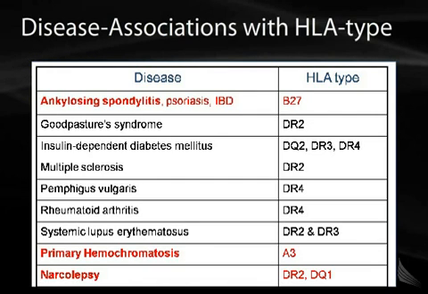So here we have certain disease associations. I've highlighted and read some of the more important ones that you may want to remember or keep in mind for the boards. Ankylosing spondylitis has a very high association with HLA-B27, as does psoriasis and IBD. Primary hemochromatosis has a very strong association with A3, and narcolepsy with DR2 or DQ1. Notice that most of the other disease associations are with either DQ or DR alleles. So if you have to guess, go with a DQ or a DR, probably a DR.